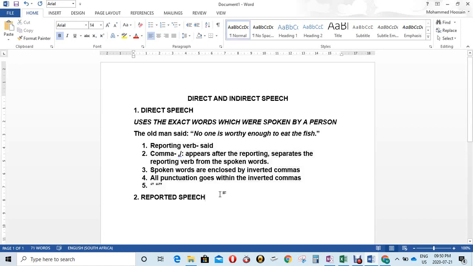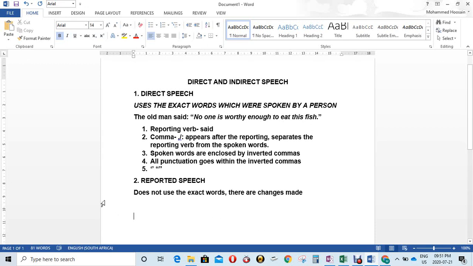So what is reported speech? Reported speech does not use the exact words which are spoken. There are changes made. Let's have a look at the old man said, "No one is worthy enough to eat this fish." Oh dear, it's supposed to have been this fish. Let's have a look at it.